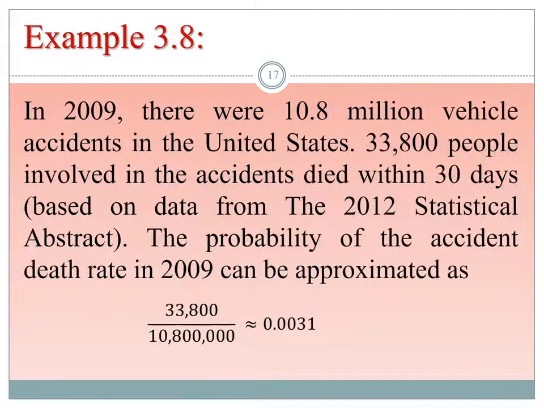Alright, so this is an example of relative frequency probability calculation. In 2009, there were 10.8 million vehicle accidents in the United States. 33,800 people involved in the accidents died within 30 days. Based on the data from the 2012 Statistical Abstract, the probability of accident death in 2009 can be approximated as this. This is just an approximate probability calculation, an application of relative frequency.